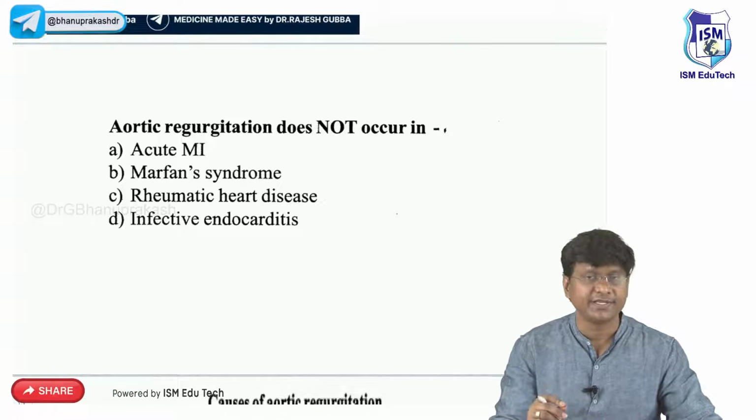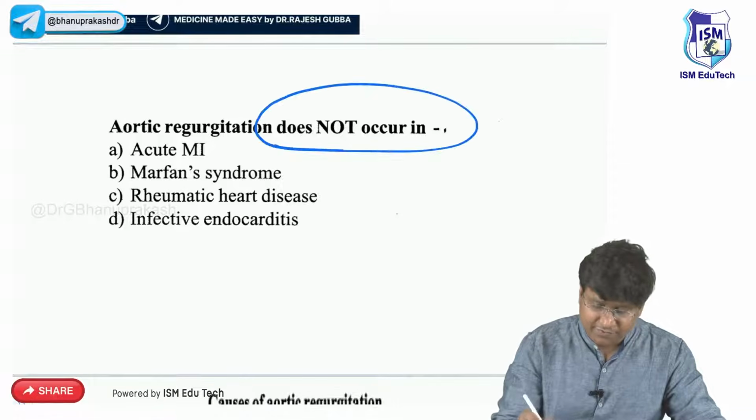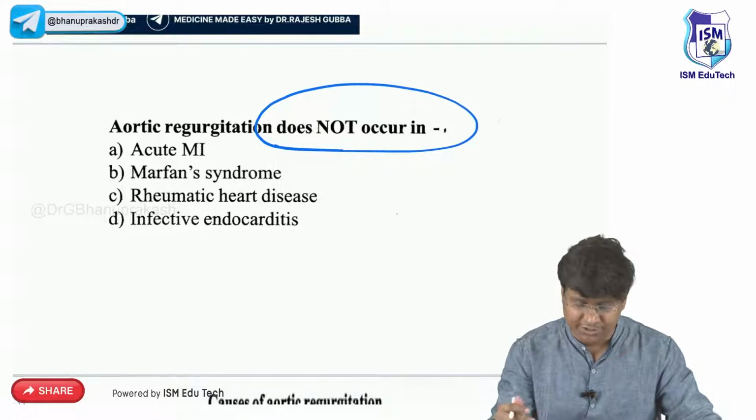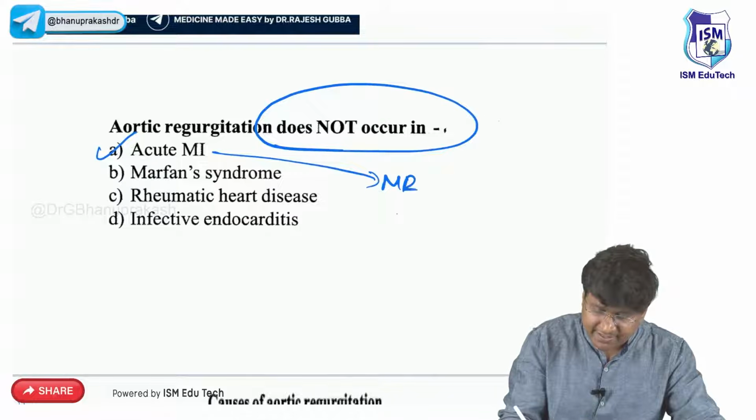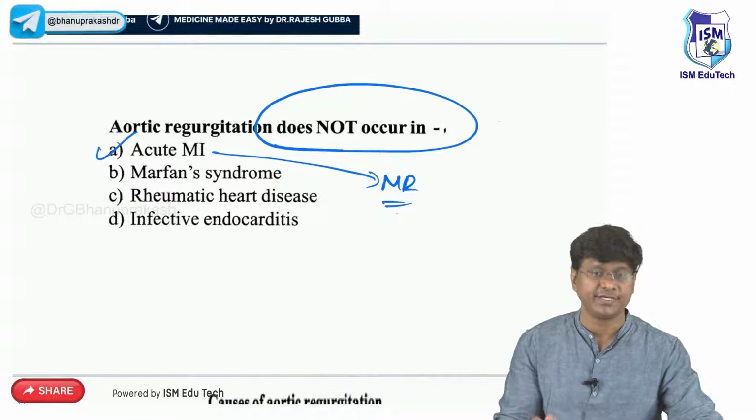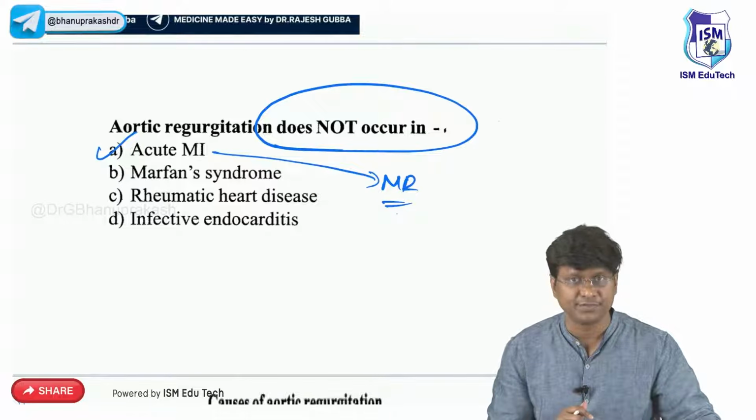So you take the aortic regurgitation, right? Which of the following is not the cause of aortic regurgitation? Acute MI, Marfan syndrome, rheumatic, and infective endocarditis. Remember, acute MI can cause mitral regurgitation, but not aortic regurgitation. So this is one of the PYQs, right?